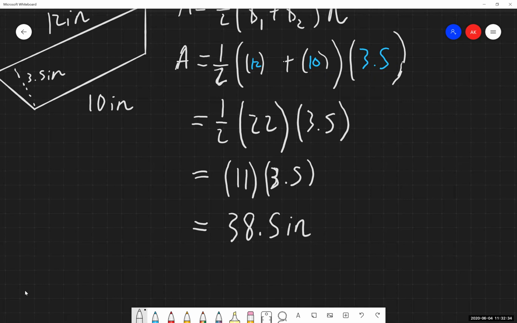We were told to round to the nearest tenths. Well, it's already done for us in that regard, so I don't need to worry about that. We've got our final answer. So the area of our first trapezoid is 38.5 square inches.